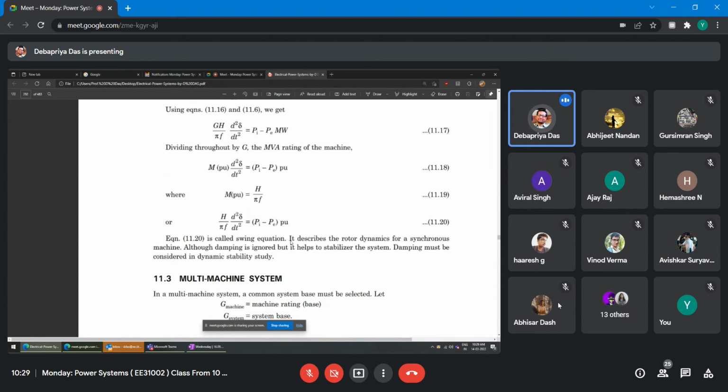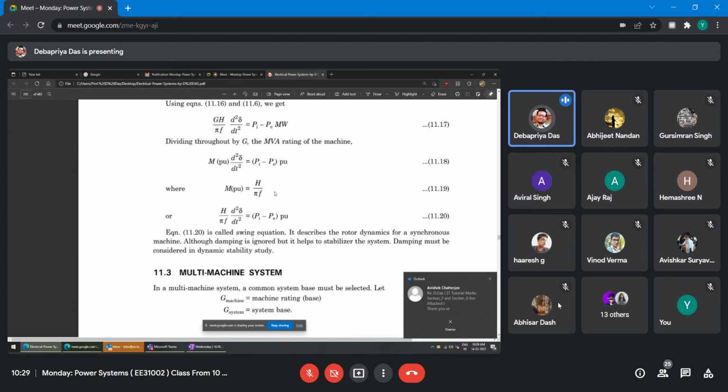And M per unit we have seen before is H by pi f, right? So now, H by pi f d square delta upon dt square is equal to Pi minus P per unit, right? So this is actually called the swing equation. Later, through some graphical representation, I'll show you. It describes the rotor dynamics of a synchronous machine. Although damping is ignored, it helps to stabilize the system.